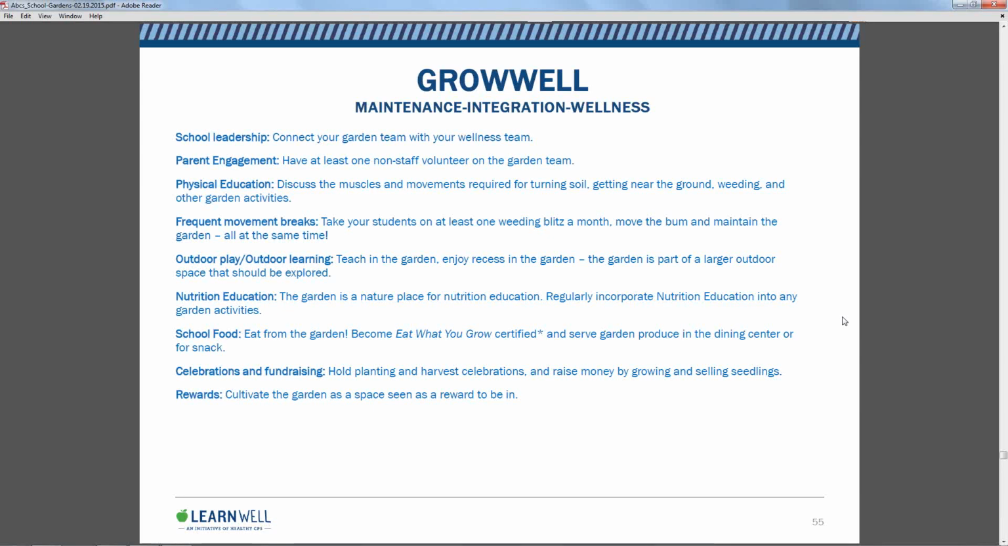And we want to see the garden as a space that it's a reward to be in, right? So teachers are saying, if everyone's on track this week, instead of having a pizza party on Friday, we're going to do something a bit healthier. We're going to do our regular classroom activities in the garden because everybody was awesome this week. Those kinds of activities.